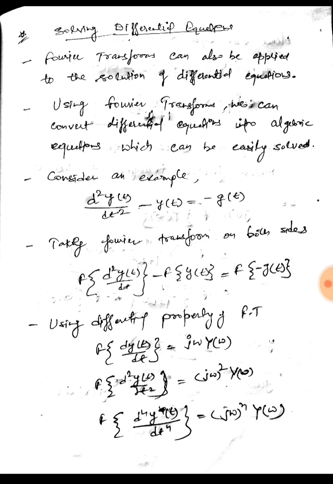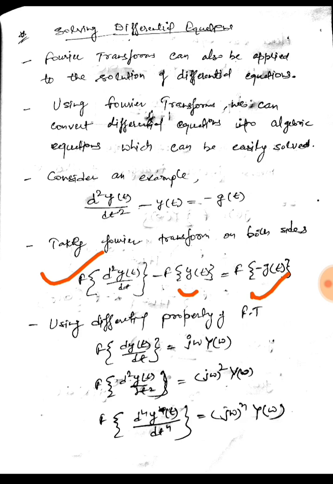So let's consider an example. We are given a second order equation, that is d square y(t) by dt square minus y(t) is equal to minus g(t). I am saying second order because the order of this differential is 2. So taking the Fourier transform on both sides, we get the Fourier transform of d square y(t) by dt square minus the Fourier transform of y(t). I am taking the Fourier transform of all the terms.